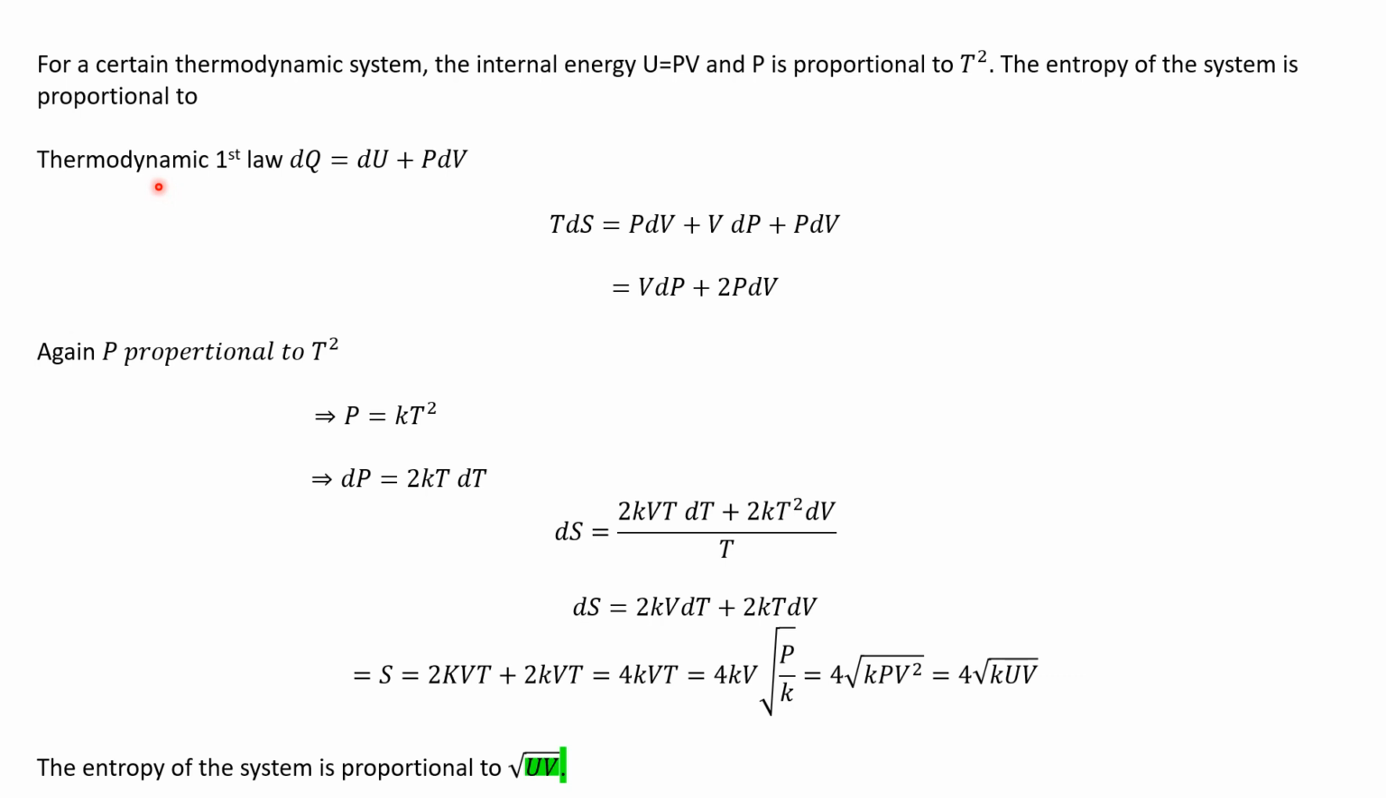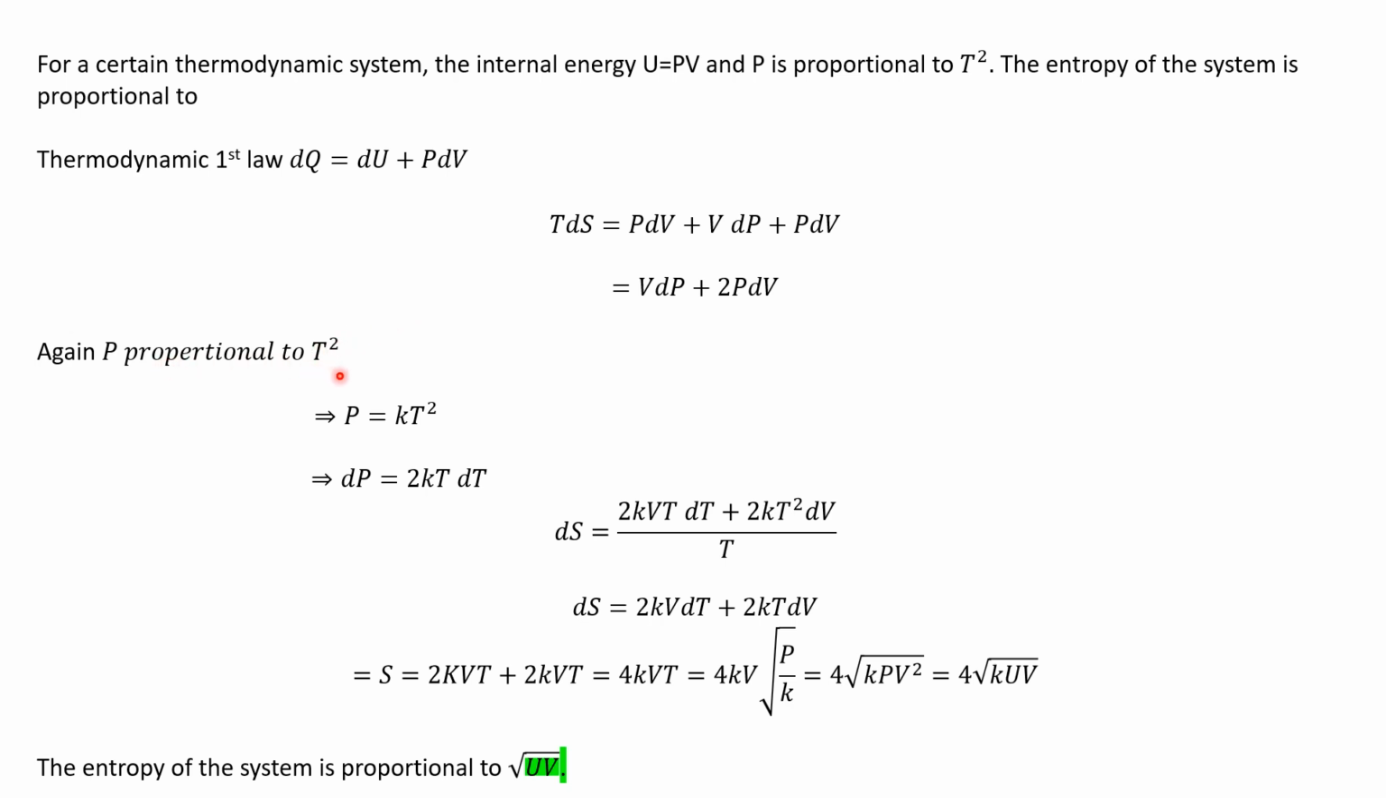So from the first law of thermodynamics, we do know that dQ is equal to dU plus PdV. And again we know that dQ can be written as TdS, and dU will be written as PdV plus VdP, as in the question it has been given that U is equal to PV. So from here we can get that TdS will be VdP plus 2PdV.